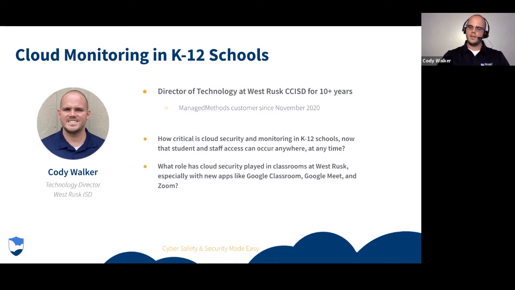I don't understand. And so Managed Methods helps us identify different security issues that would come into play. And I want to give you this example. Back during the height of it all, when we decided as a school district back last spring, almost a year ago now, to go ahead and do virtual classrooms, everyone was just plugging in all their personal Gmail information, or at least attempting to.